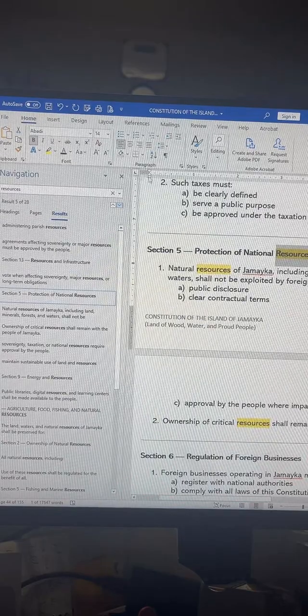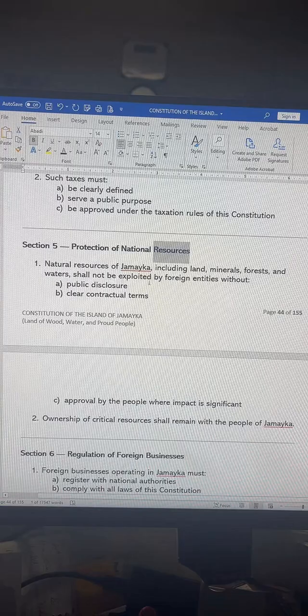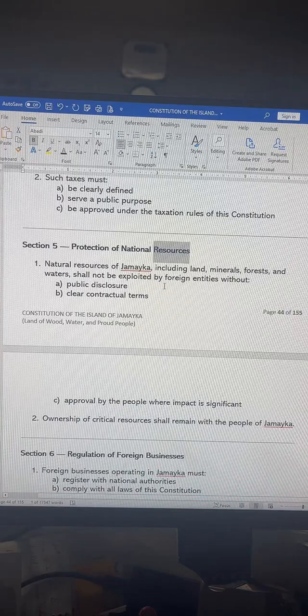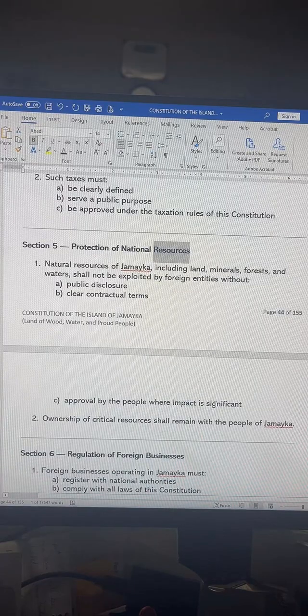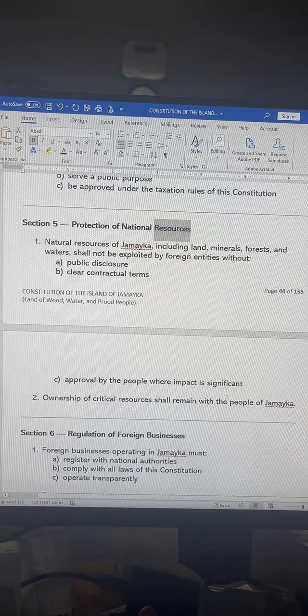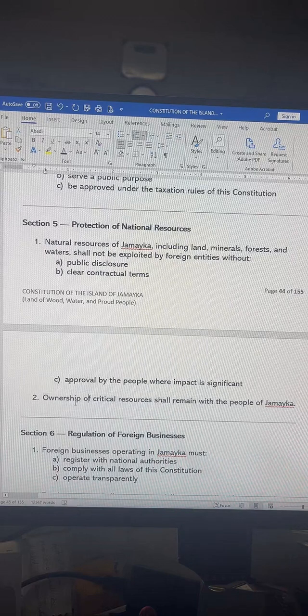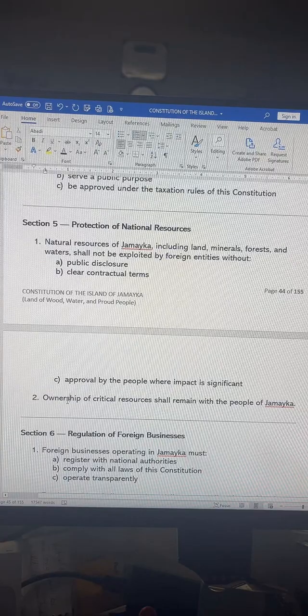Right, so we do have a section here for protection of national resources. Natural resources of Jamaica, including land, minerals, forests, and water, shall not be exploited by foreign entities without public disclosure, clear contractual terms, and approved by the people where impact is significant. Ownership of critical resources shall remain with the people of Jamaica. So ownership cannot be transferred outside of Jamaica or to any party outside of Jamaica.